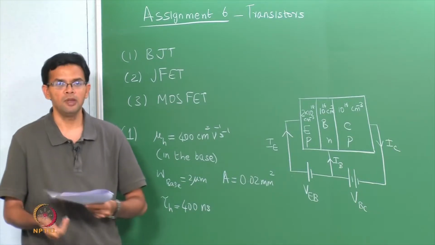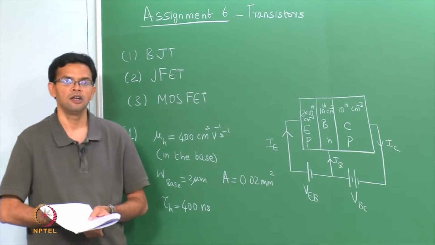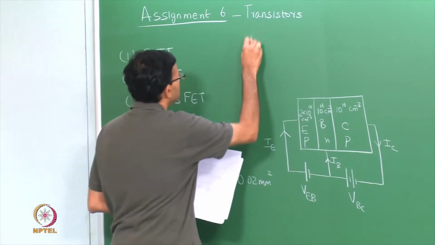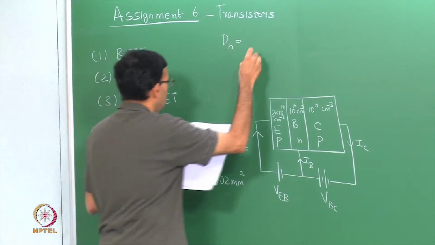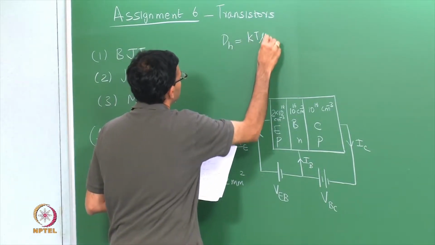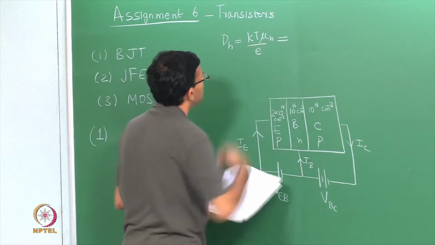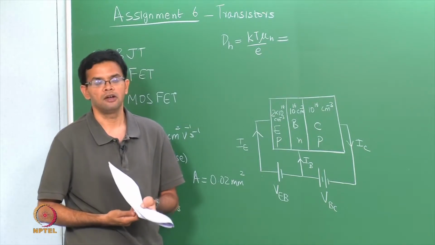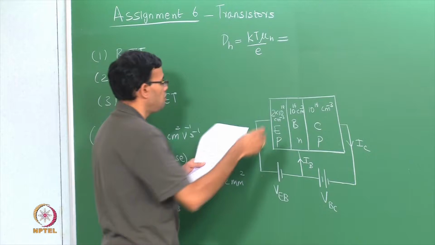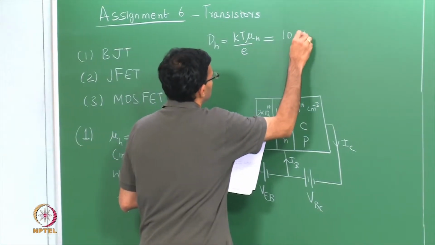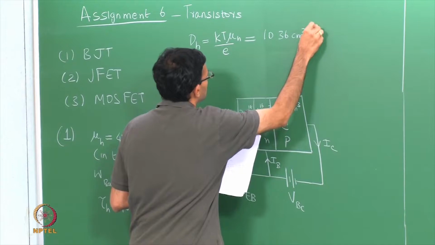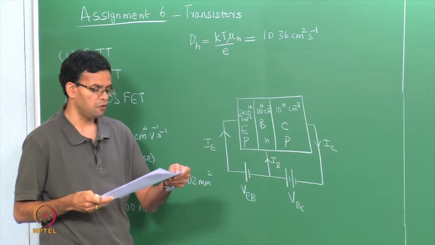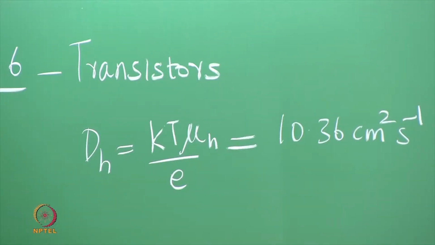So, we look at the mobility of the holes in the base. From the mobility we can essentially calculate the diffusion coefficient. So, D_h is kT mu h over e. This we have seen before in the context of extrinsic semiconductors. So, D_h comes out to be 10.36 centimeter square per second.